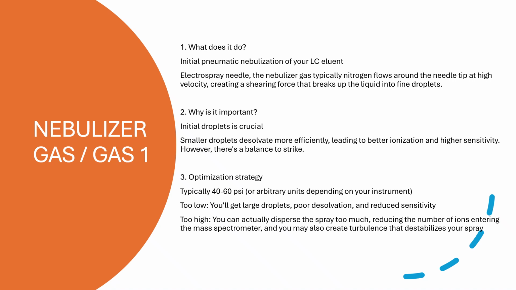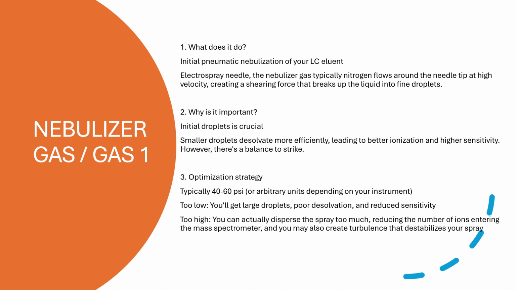Now what happens if you keep it too low? You'll get large droplets, poor desolvation and reduced sensitivity. And if you go too high, you can actually disperse the spray too much, reducing the number of ions entering the mass spectrometer. And you may also create turbulence and destabilize your spray.